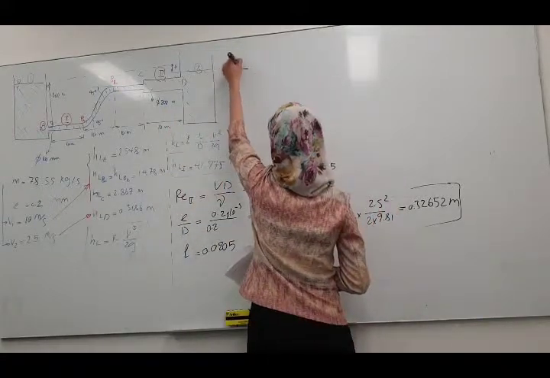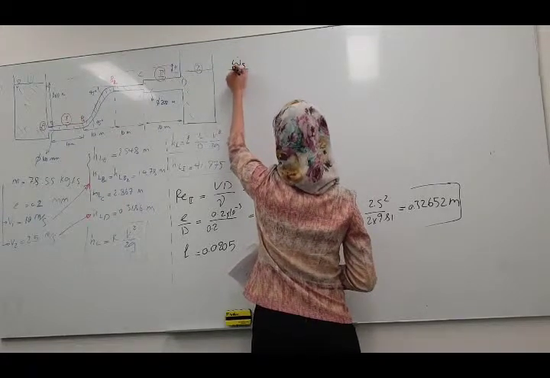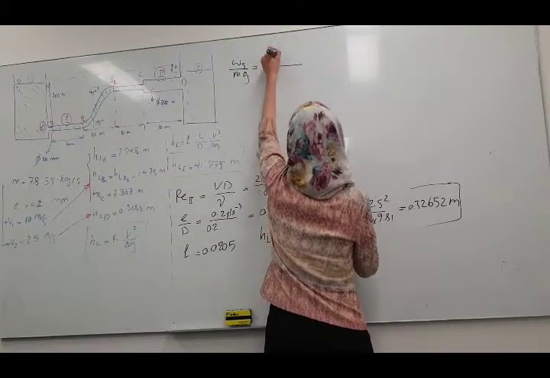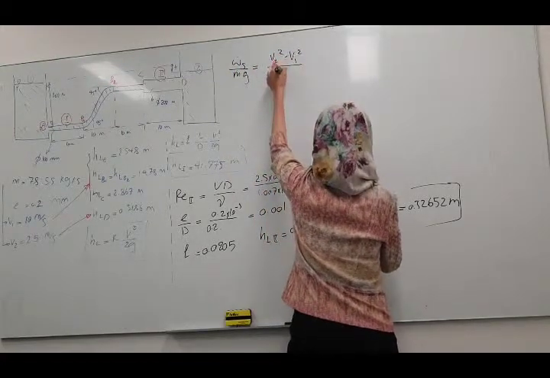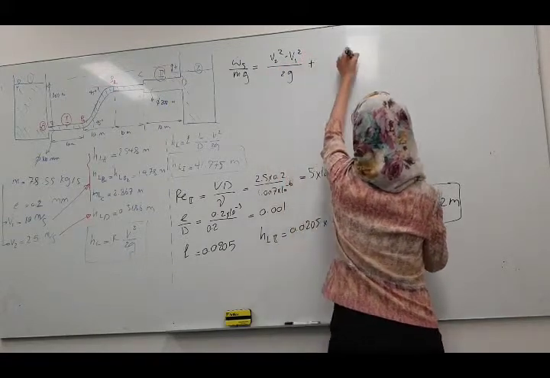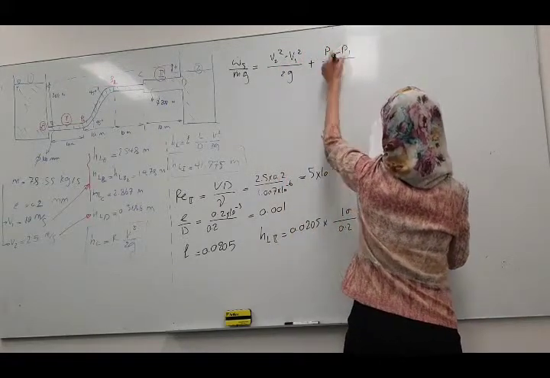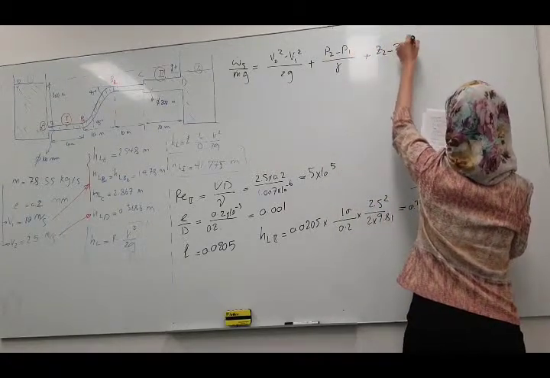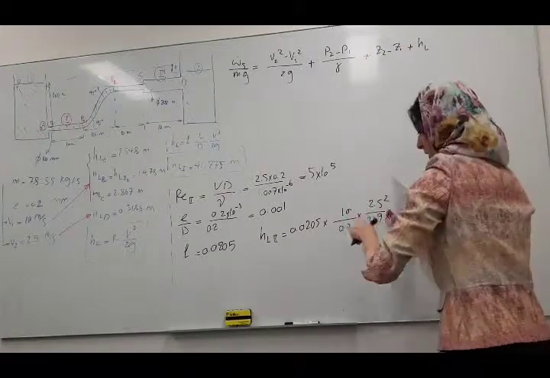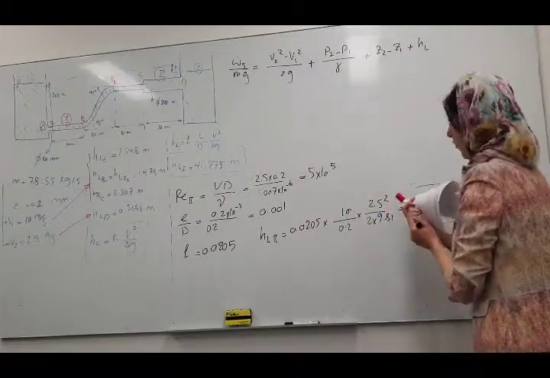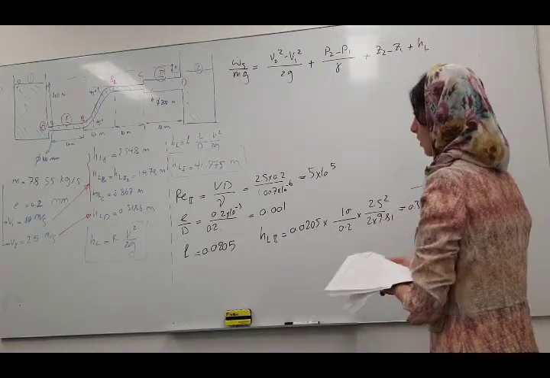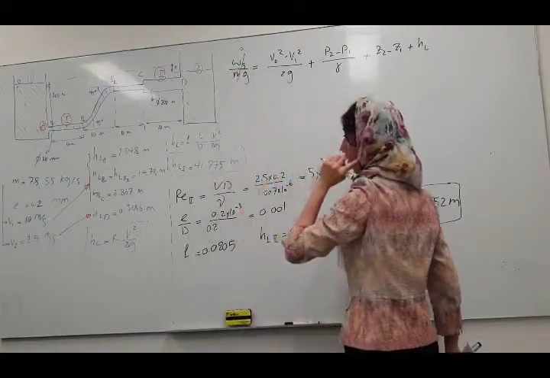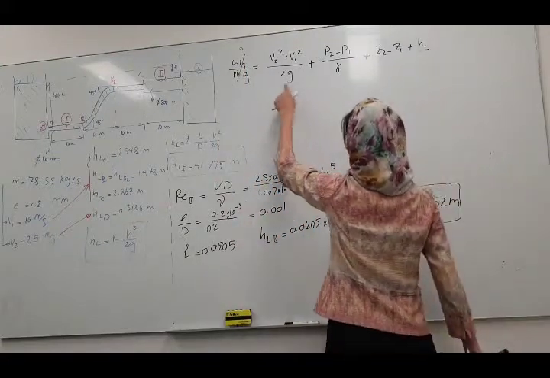Using the energy equation. So if you write down the energy equation, we have the component for the kinetic energy, the pressure, and plus Z2 minus Z1 plus HL. The most important step is how we're going to simplify this equation. Okay, it's obvious this term goes to 0 because we don't have any pump or turbine in the system. The second term is also 0.